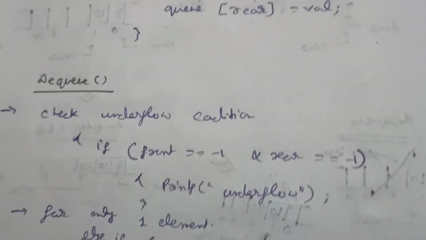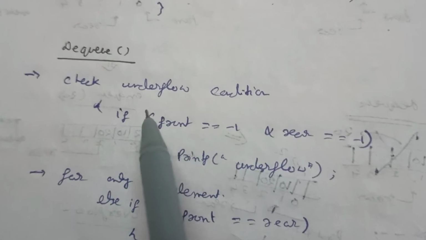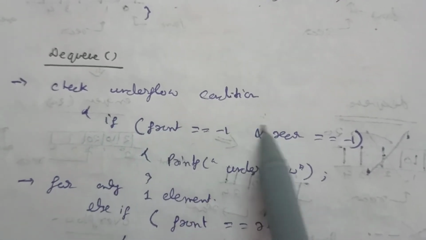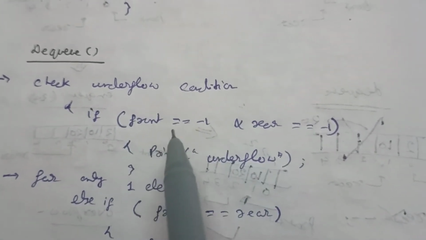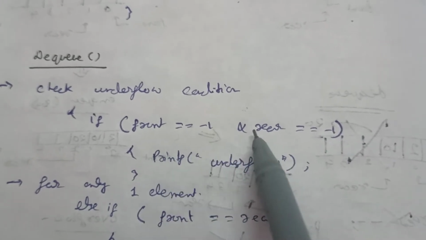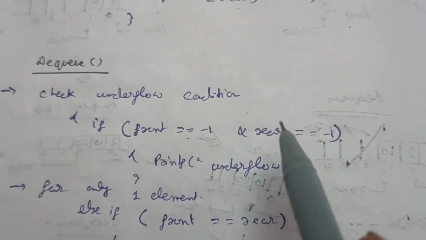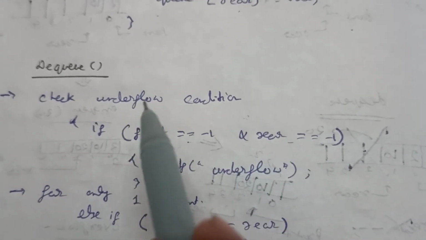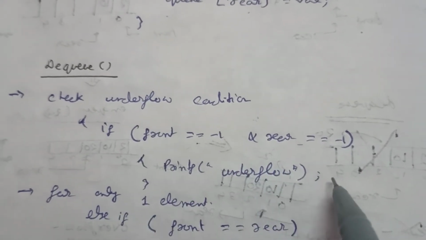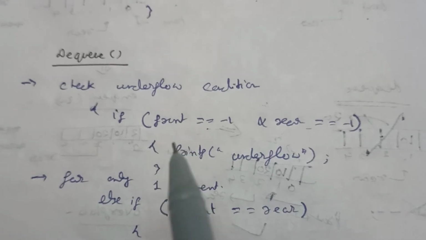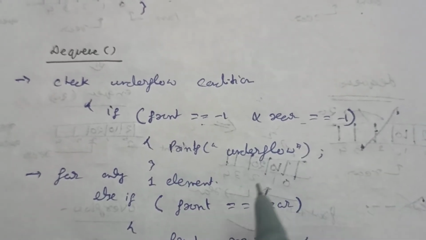Now let's see the dequeue operation. First for dequeue we need to check the underflow condition, that is, if the queue is already empty. When the front and rear are both -1, then the queue is already empty, and if you want to delete from an empty queue, it will show us underflow. Now if there is only one element left in the queue, then what do we do?